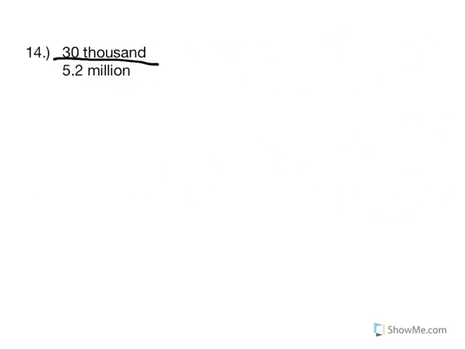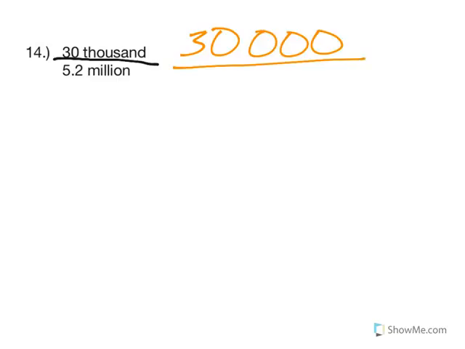In 14 through 16, we've got words. The first thing I'm going to do is extend. I know that thousands means 3 zeros, so 30,000, add 3 zeros. 5.2 million. Million is 6, so 5, 1, 2, 3, 4, 5, 6. And now you can change that to a decimal.